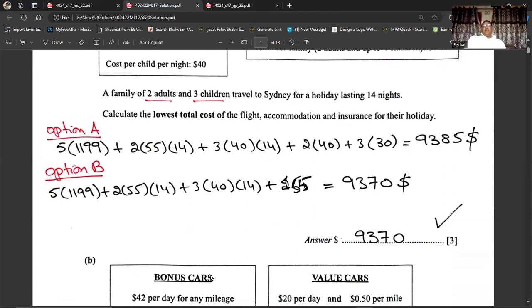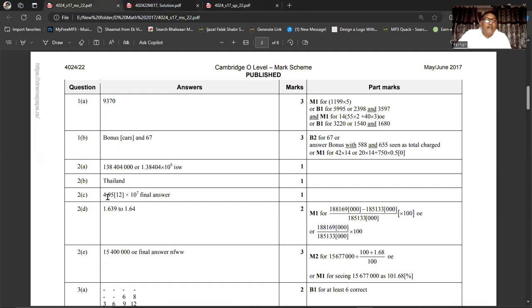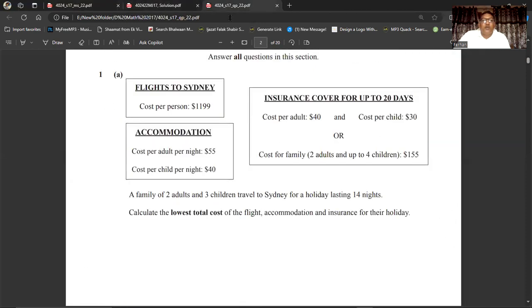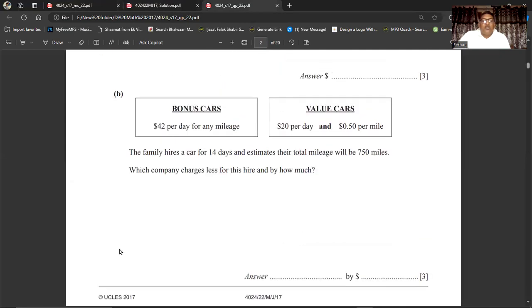So the lowest total cost will be $9,370. This is $9,385, which is a little more expensive. So $9,370 is the right answer, sir. You can look at the marking scheme that is showing up. This is my solution. Question number 1, A part. Question number 1, B part.